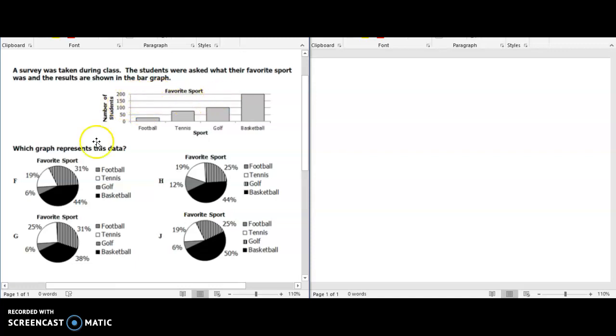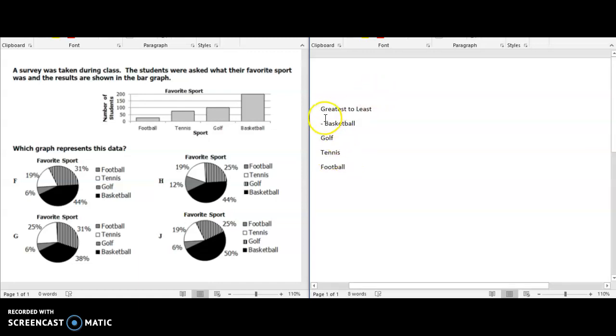They'll give you one graph compared to circle graphs, or they'll give you a circle graph compared to different types of graphs. The first thing you want to do is put them in order from greatest to least with the graph that's in the problem. With the bar graph, it goes basketball, then golf, then tennis, then football. That's the first thing you want to do, because nine times out of ten you can look at your graphs and just figure out which one's the correct order based on that.